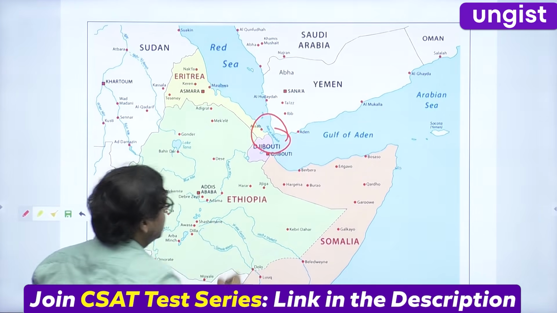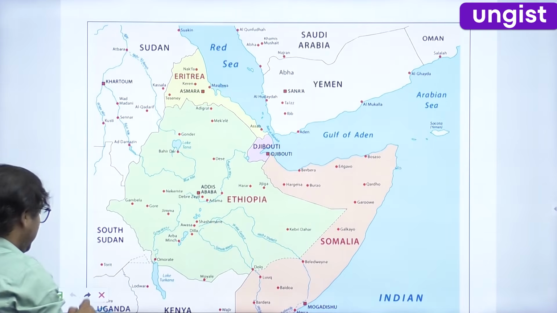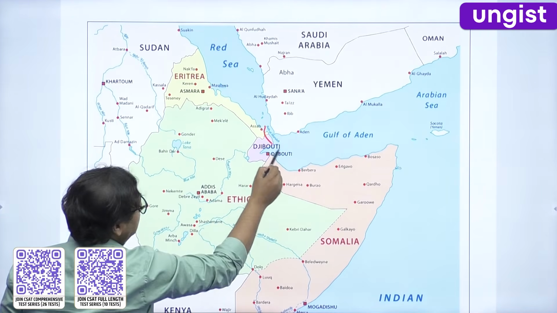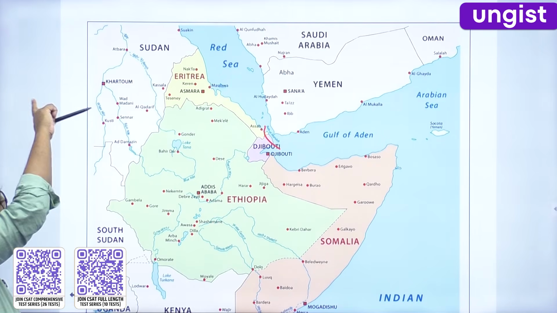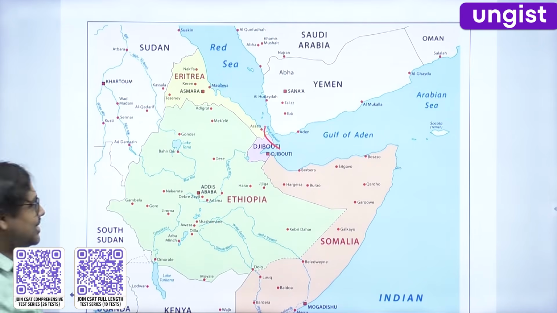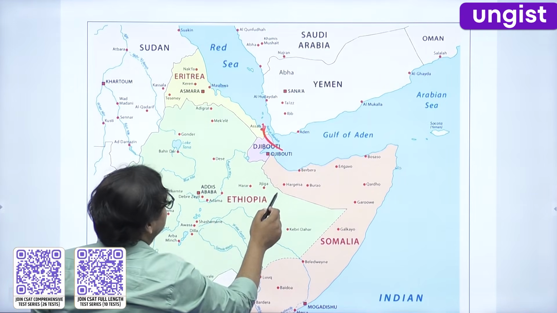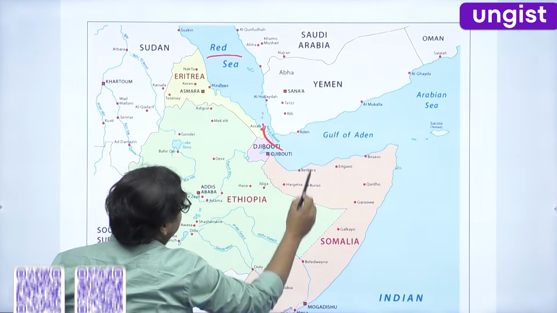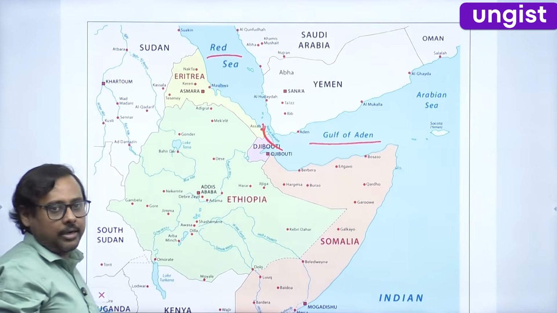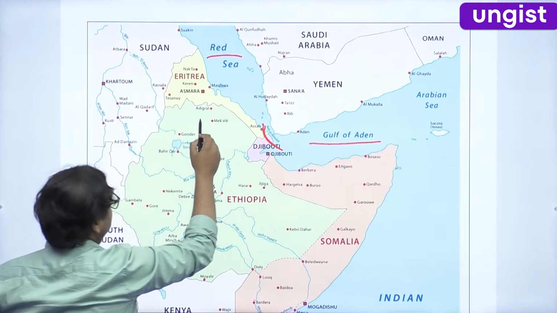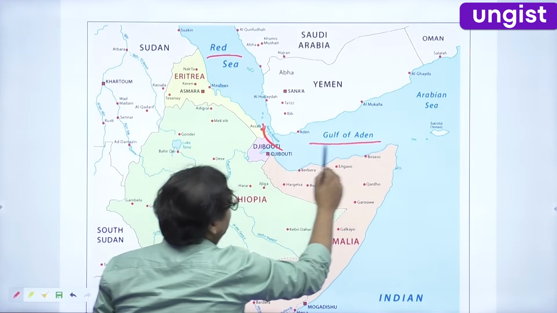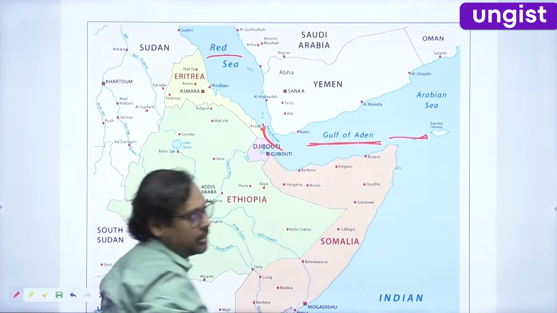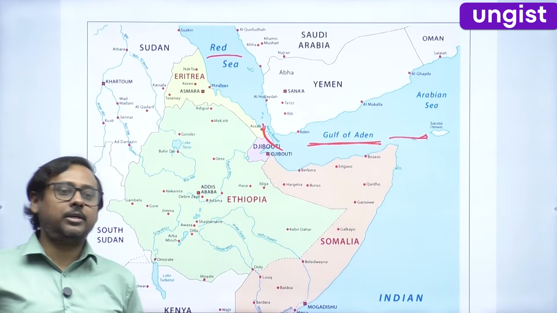One of the most important states. Yes, Bab el-Mandeb. The Strait of Gibraltar is there, right? This is your Bab el-Mandeb Strait, right? It connects which? Red Sea and Gulf of Aden, right? So basically, the journey from the Red Sea, then your Bab el-Mandeb Strait joins your Gulf of Aden to the Arabian Sea, right?